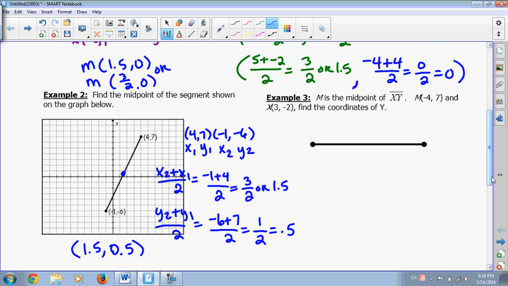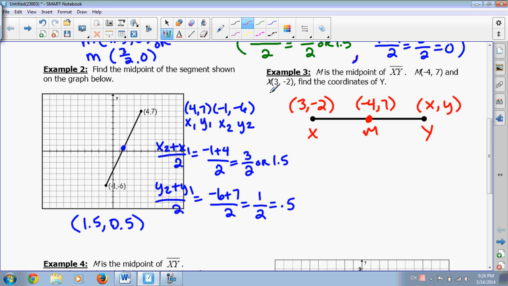Okay, let's try example 3. Our 2 points are, oh, this one's a little bit different because look, it gives you the midpoint. M is the midpoint of XY, and our midpoint, M, is at (-4, 7). And one of our points, our endpoint X, is at (3, -2). So we need to find where our other endpoint is, which we don't know. It's going to be Y.